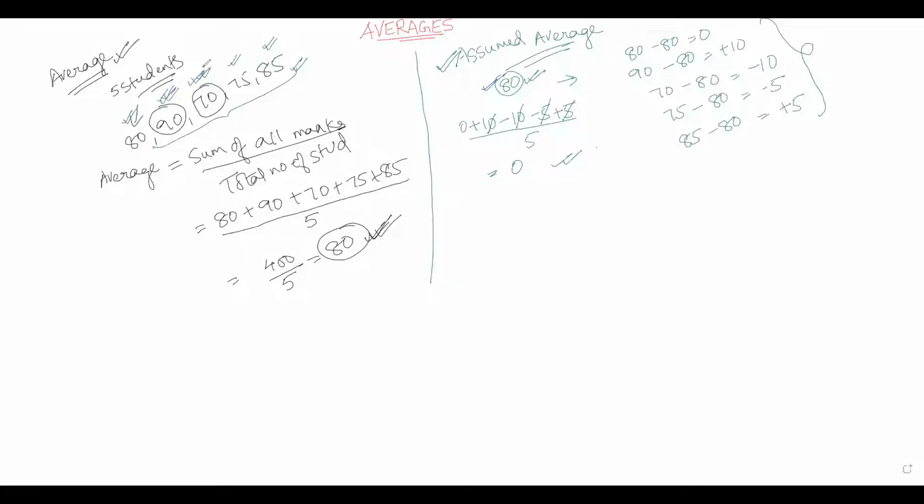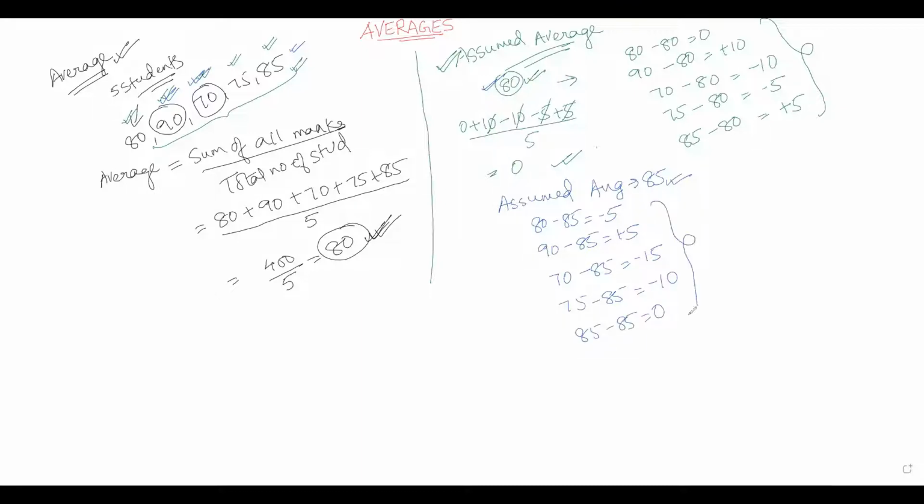and the lowest number. So now let us assume that the assumed average of this 5 numbers is, say, 85, and let us try to see, are we getting the same average or not? So in this case, I need to take the difference of these 5 numbers from the assumed average. So this would be 80 minus 85, so that would be minus 5, 90 minus 85, so that would be plus 5, 70 minus 85, which would be minus 15, 75 minus 85, which would be minus 10, and 85 minus 85, which would be 0.